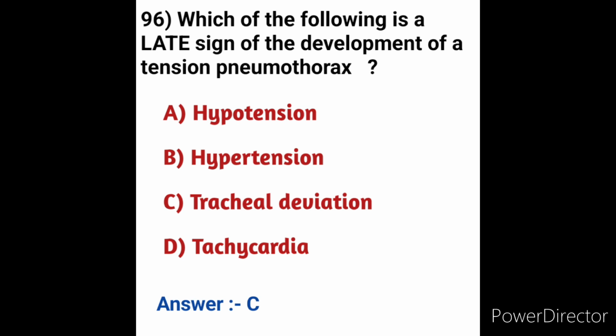Pneumothorax will quickly show hypotension. It is an early sign. We can see hypotension in pneumothorax cases. The early signs are hypotension, tachycardia and dyspnea, as the mediastinum shifts from the extra pressure in the intrapleural space on the affected side. So here the late sign of tension pneumothorax is tracheal deviation. Next we will move on to question number 97.